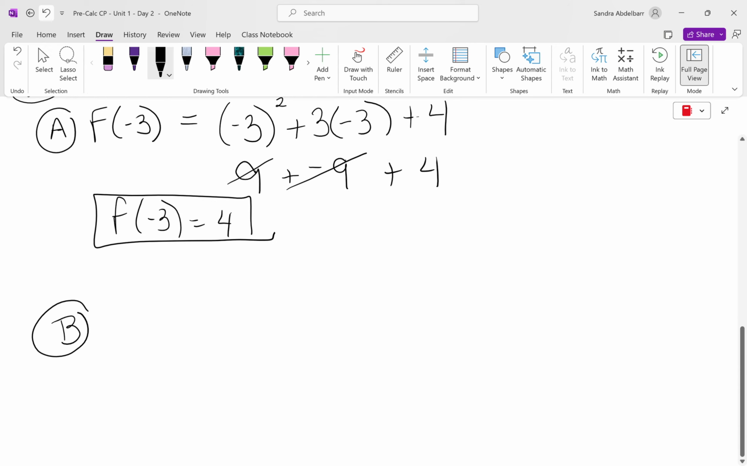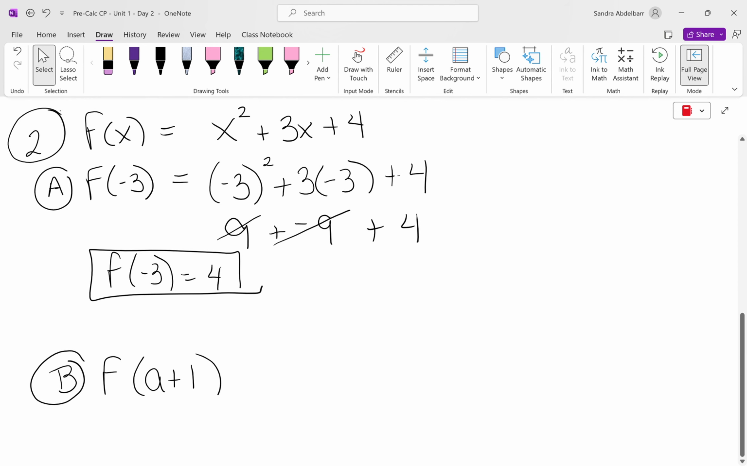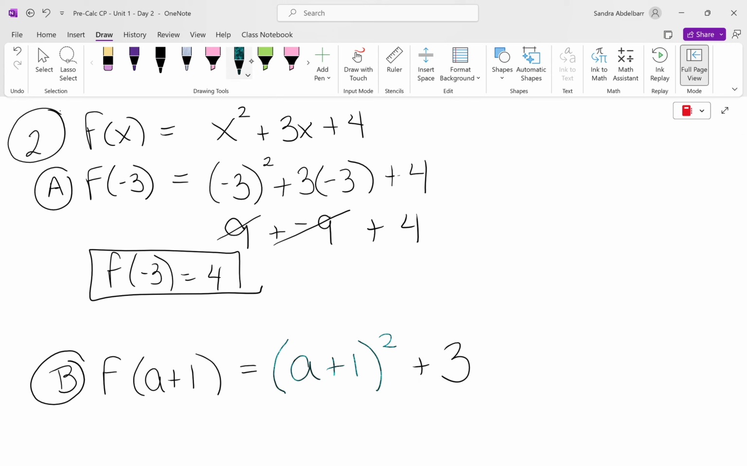All right, we're going to step it up a little bit. We're going to say f of a plus 1. We're still using the same function, but this time wherever I see an x, I'm substituting in a plus 1. So now I need the whole quantity of a plus 1 squared, plus 3 times the quantity of a plus 1, plus 4.